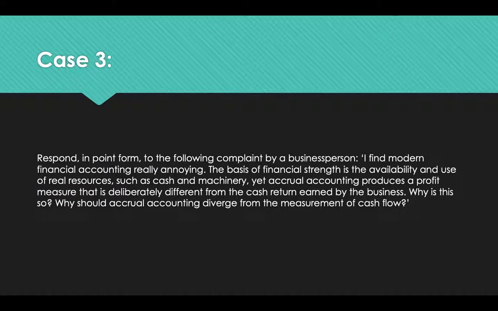Case 3. Respond in point form to the following complaint by a businessman. I find modern financial accounting really annoying. The basis of financial strength is the availability and use of real resources, such as cash and machinery, yet accrual accounting produces a profit measure that is deliberately different from the cash return earned by the business. Why is this so? Why should accrual accounting diverge from the measurement of cash flow?